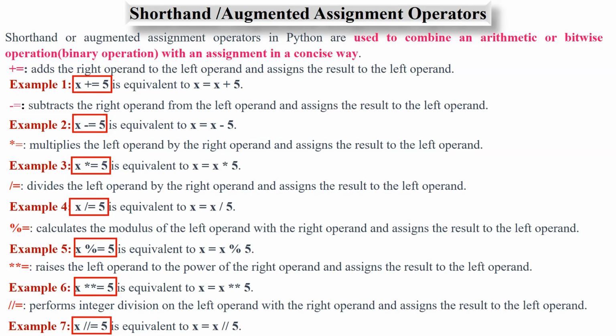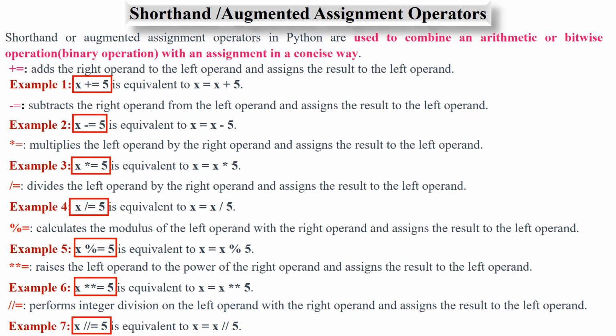Shorthand or augmented assignment operators in Python are used to combine an arithmetic or bitwise operation, binary operation, with an assignment in a concise way. Instead of writing x equals x plus y, for example, you can use the shorthand operator plus equals. These operators modify the value of the variable in place, rather than creating a new variable, and can be used with all of the basic arithmetic and bitwise operators. Here is a list of shorthand operators in Python, along with examples of their usage.